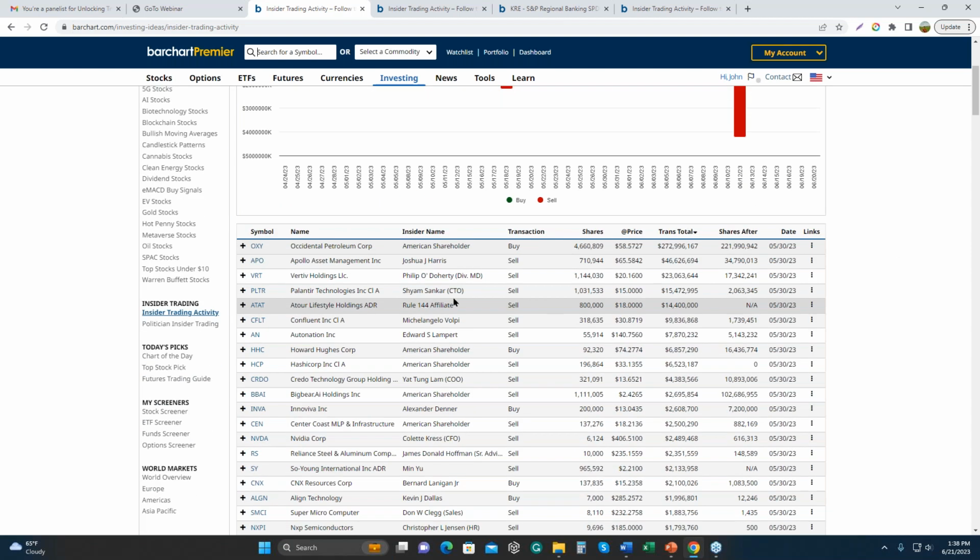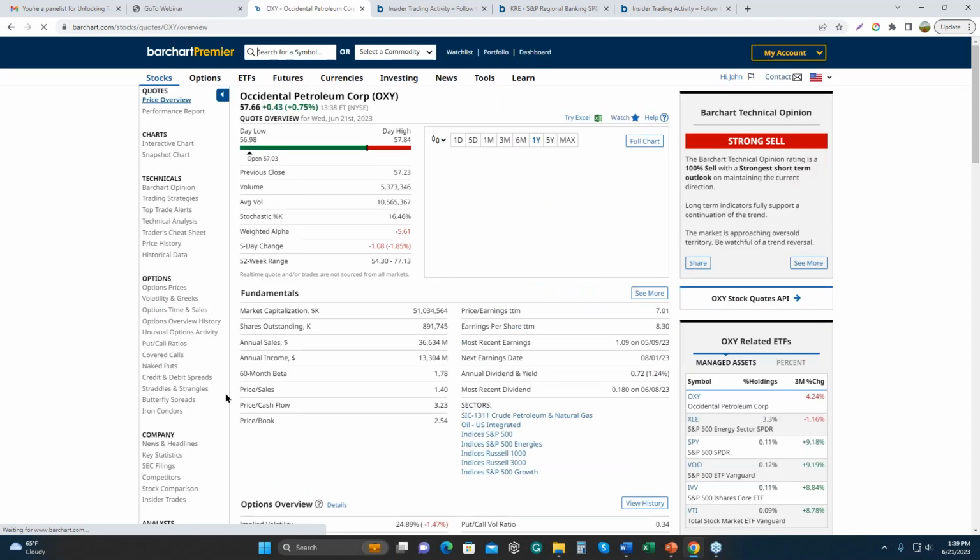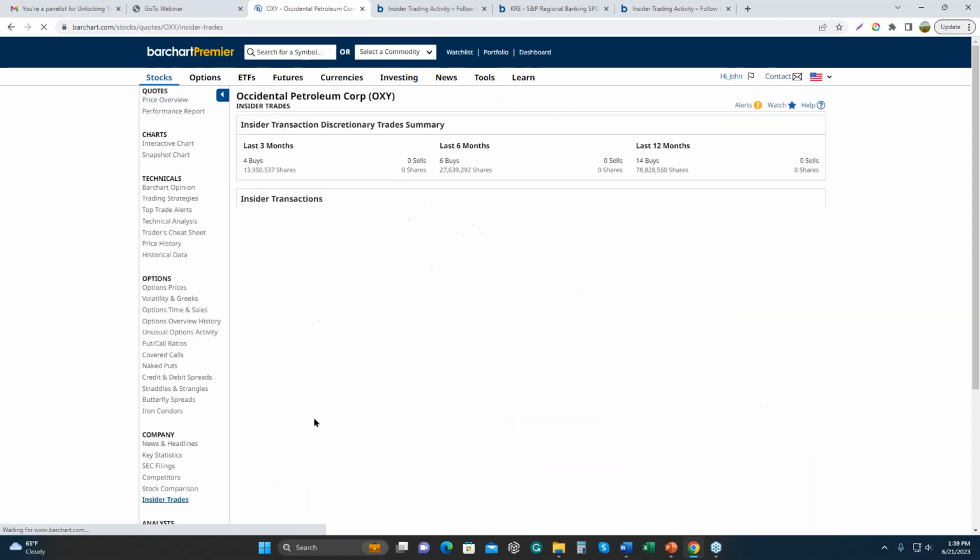And if we go to that, we can see that, on, I think the date was May 30th. Yes, that is May 30th. That in Occidental, we have an American shareholder that purchased 4.6 million shares for a cost of about $270 million. I think we can all agree that that is quite significant in terms of a large transaction. But also what we do see is that this shareholder now controls 221 million shares. Again, I think that is very significant. So let's go to Occidental. I'm going to go to insider trades.